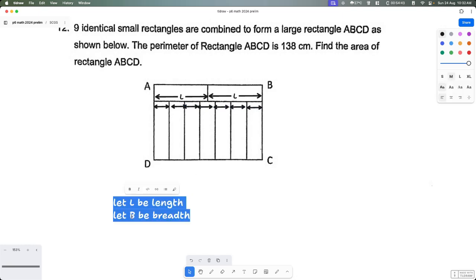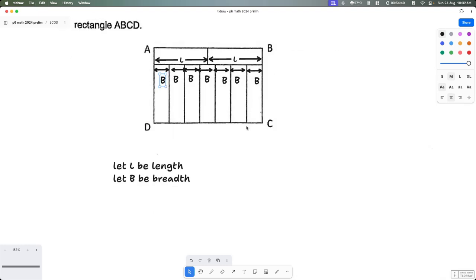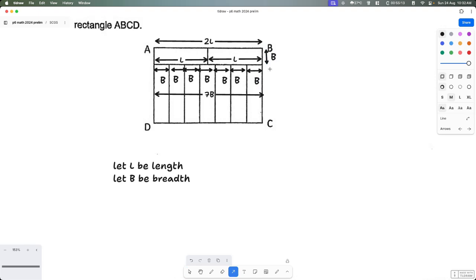Okay, so let me copy this B and paste it over here. B, B, B, B, B, B, B. So how many B's are there? 1, 2, 3, 4, 5, 6, 7. Okay, so that means this whole thing is 7 B's, and then this is 2 L's. At the same time, we also know that this is also 1 B, and then this is also 1 L.